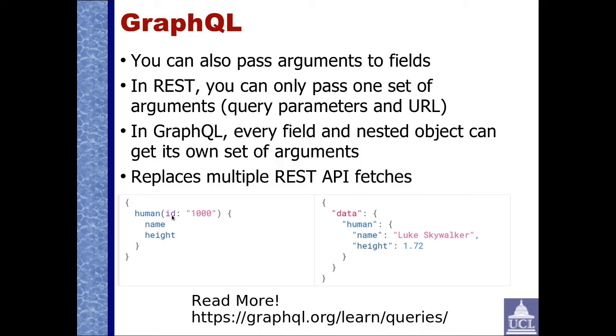So in this example, I'm looking at my same data set again, and I'm specifying that I want a human with an identifier of 1,000. And for that human with an identifier of 1,000, I want the name and the height. So you can see this is a little bit like a normal database query language like SQL, but obviously the format's very different. And what comes back from this then would be data, human, name, and height.